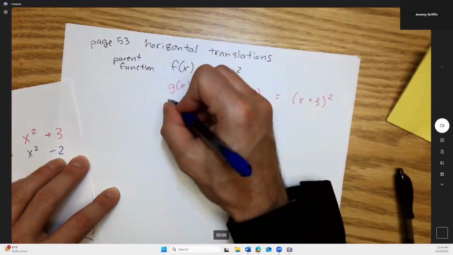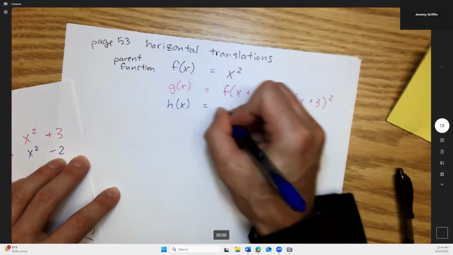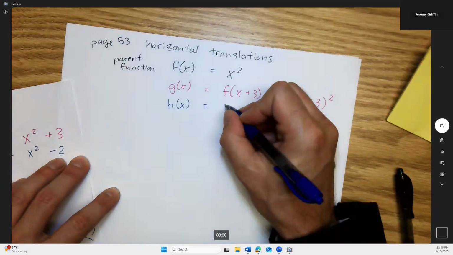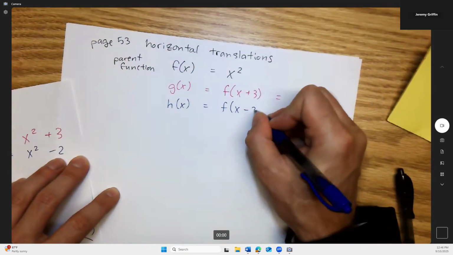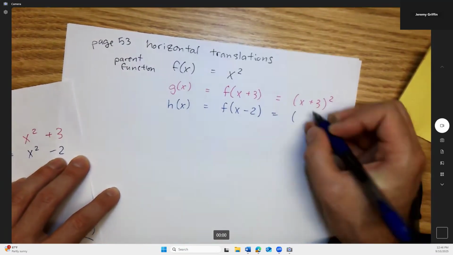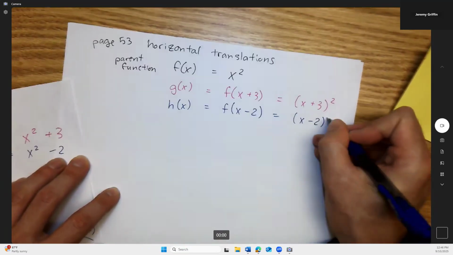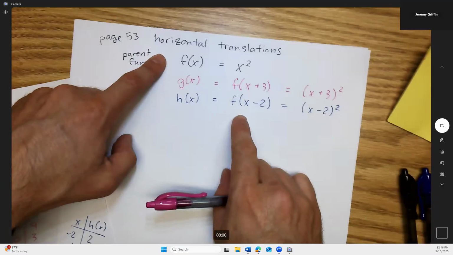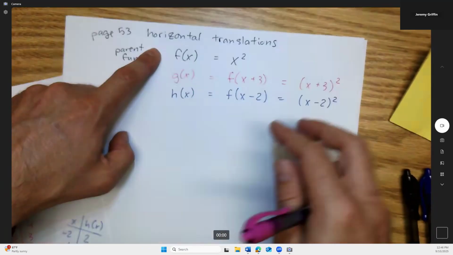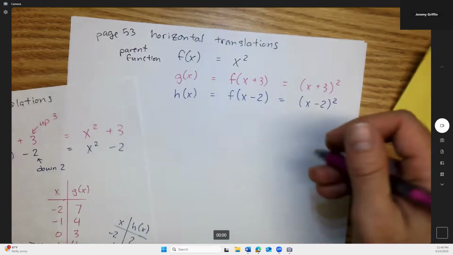And then we'll look at h of x. What happens when you take f of x and say, what if I do minus 2? So it could be like this, the x minus 2 collectively squared. Now, I'm telling you horizontal translation, so this has something to do with right or left, but it might be opposite of your intuition.